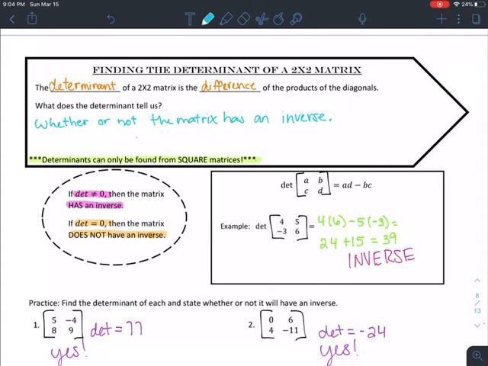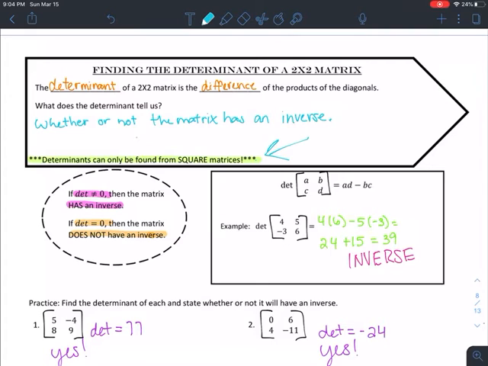So the determinant of a 2x2 matrix is the difference of the products of the diagonals. And we've talked about that. You guys have practiced that, and we've done it in our calculators. So the determinant tells us whether or not a matrix has an inverse. And remember that highlighted green part, this part right here. Determinants can only be found from square matrices. If it is not a 2x2, 3x3, 4x4, then we cannot find the inverse.